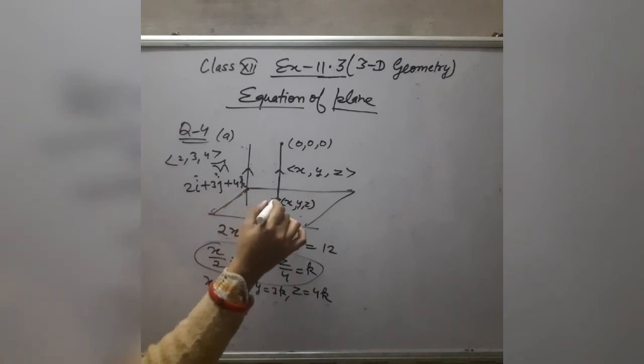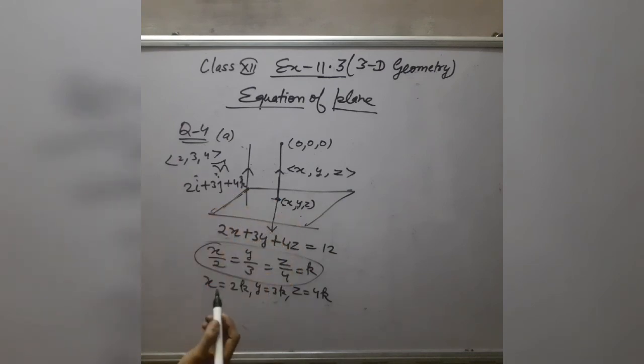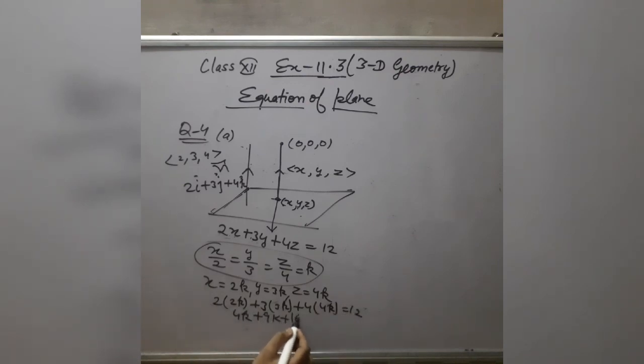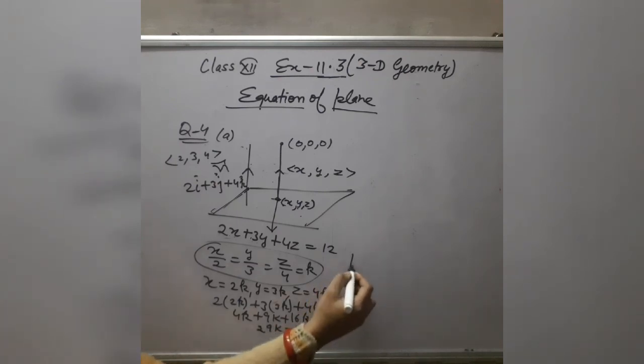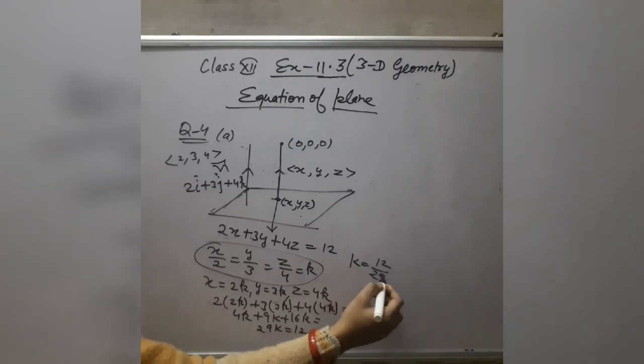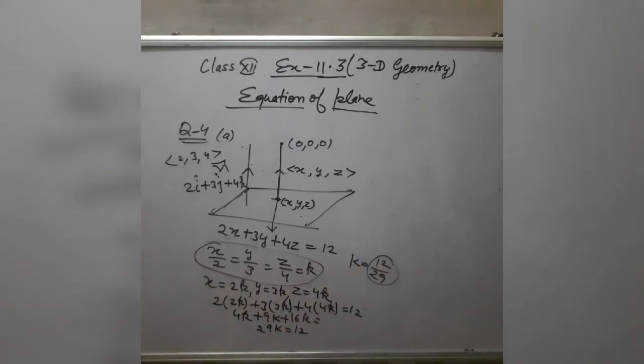That's why this point satisfies the equation of the plane. So in place of x, y, z, use these values. You will get 2 into 2k plus 3 into 3k plus 4 into 4k equals 12. So 4k + 9k + 16k, which is 29k, equals 12, and k is equal to 12/29. This is the value of k.